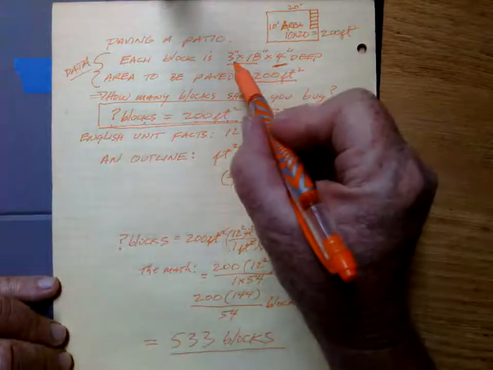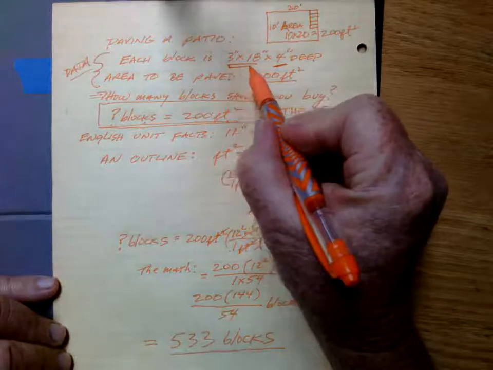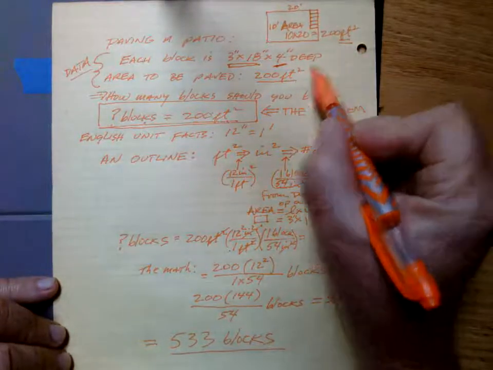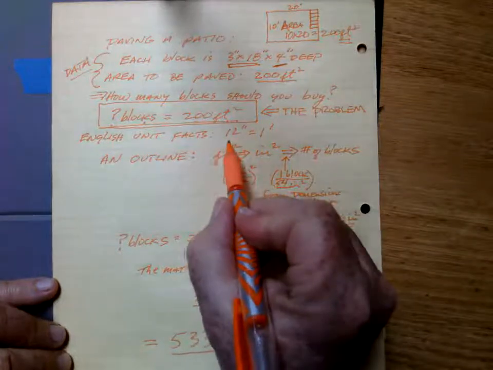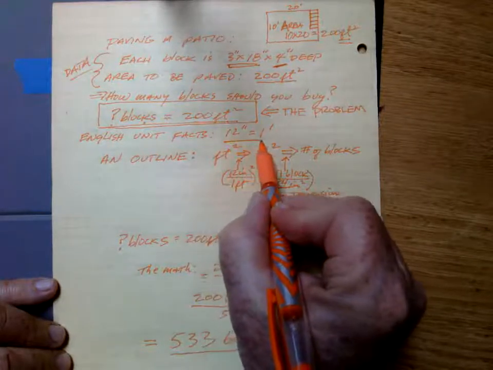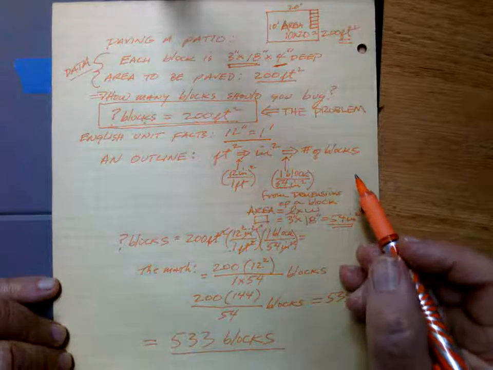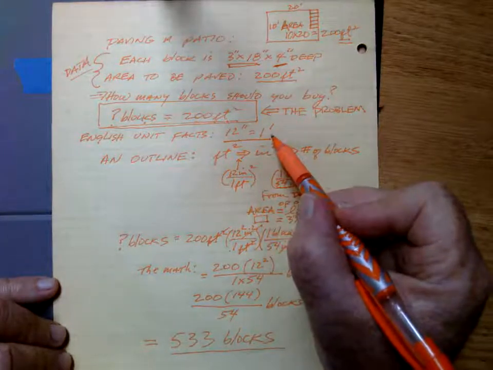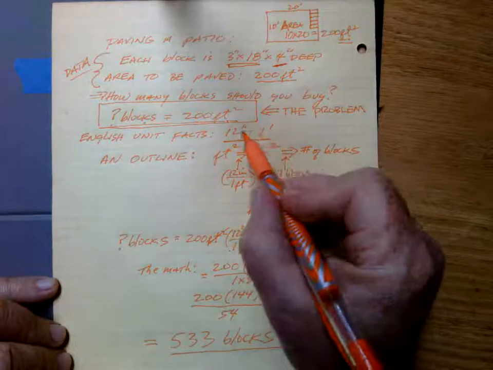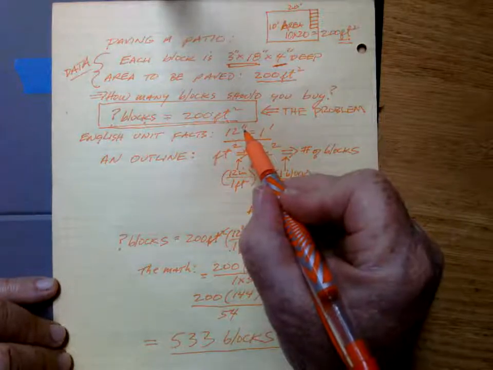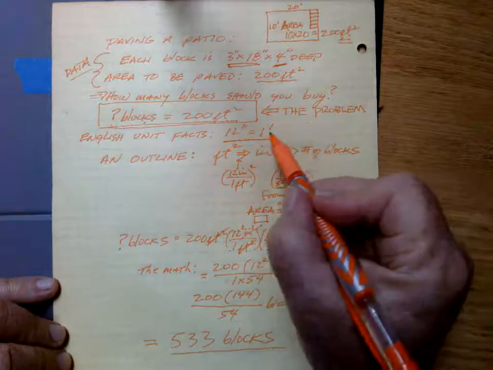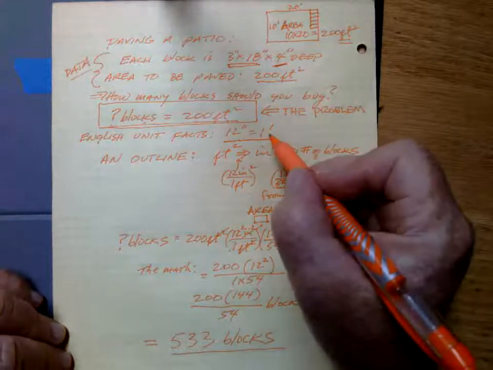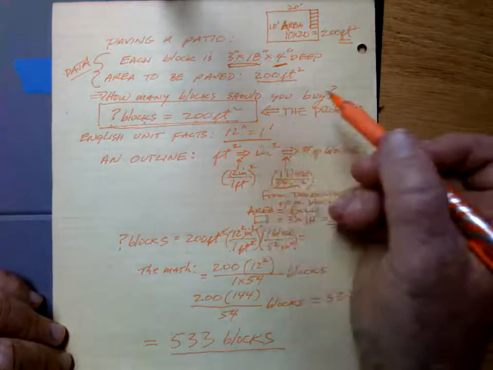Looking at the units of things, I see that the blocks are measured in inches and the patio is measured in square feet. So I know that I'm going to have to know something about the English unit system, namely that there are 12 inches in 1 foot. And the little symbols, inches, are usually done with a double apostrophe, and the foot with a single.